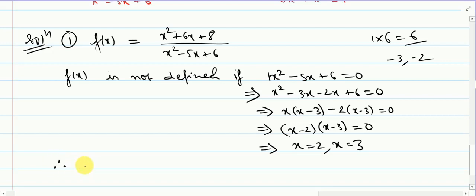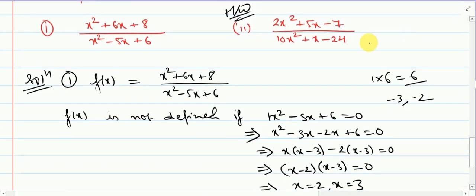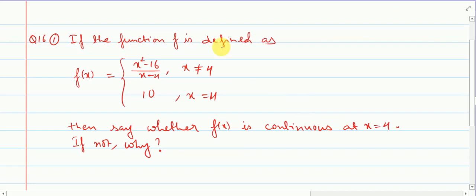Therefore at x equal to 2 comma 3, f(x) is discontinuous. Okay, and the same way you can show this one. Now let us see the next question.